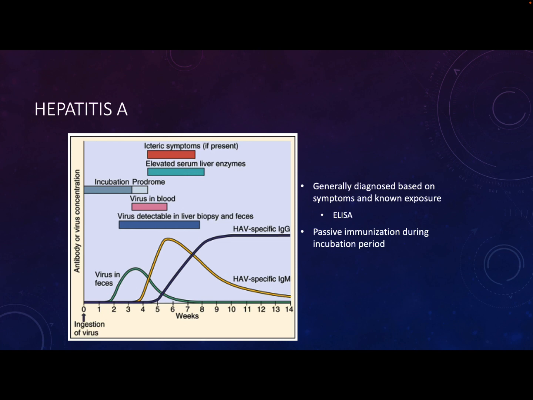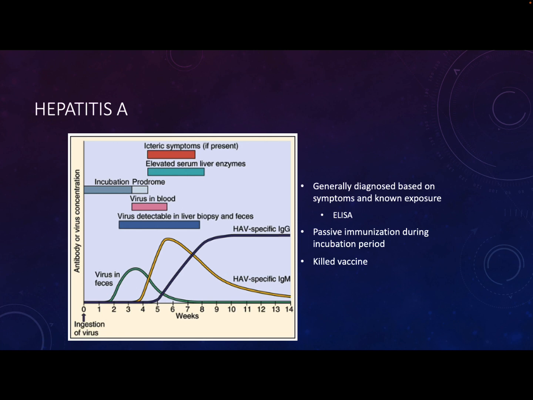Everybody who ate at this one restaurant, a lot of patients are turning up with hepatitis A. You ate there too during that time period. They can do an ELISA to look for the antibodies, but they can also do passive immunization during the incubation period. So using pre-formed antibodies if you've potentially been exposed. You ate at the restaurant during the time period and everybody's starting to get hepatitis A, but you haven't developed symptoms yet, they can give you pre-formed antibodies.